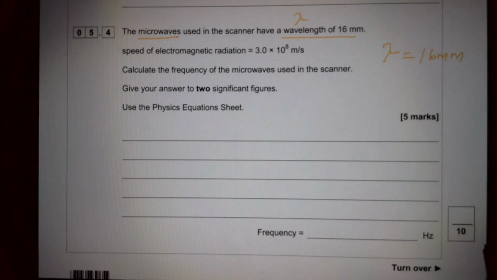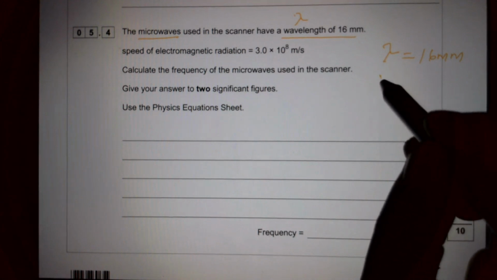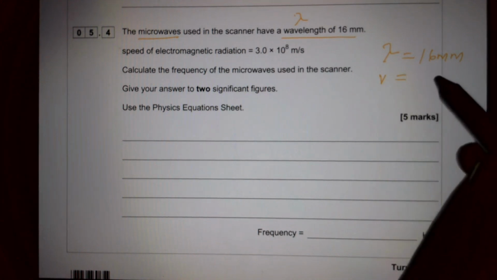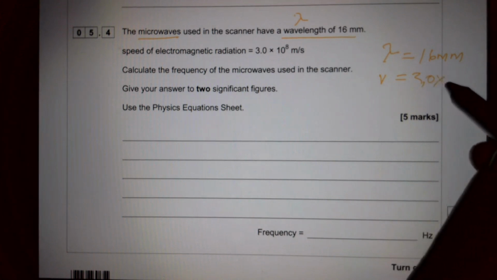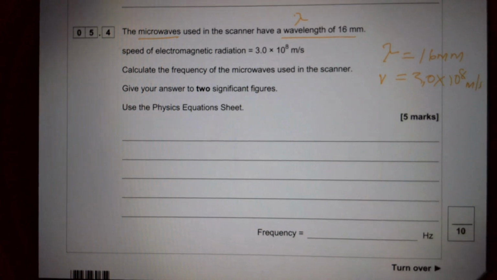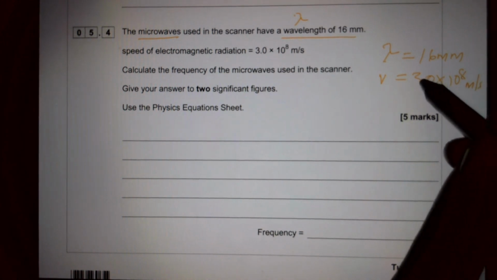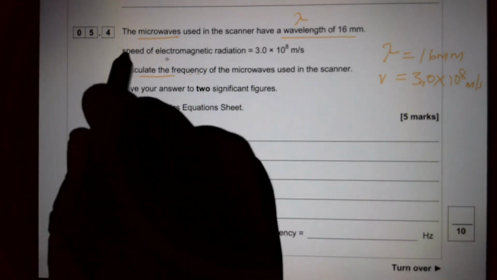Then now the speed of the electromagnetic radiation, they gave us speed. The speed is represented by V, and they gave us the speed is 3.0 times 10 to the power 8 meters per second. That's our speed. Then the question says calculate the frequency.